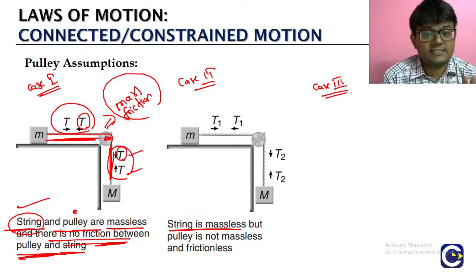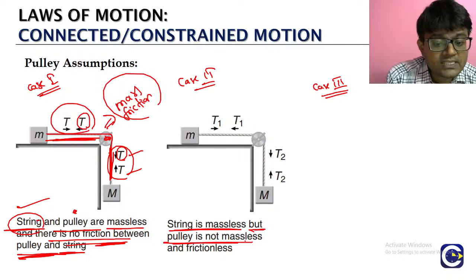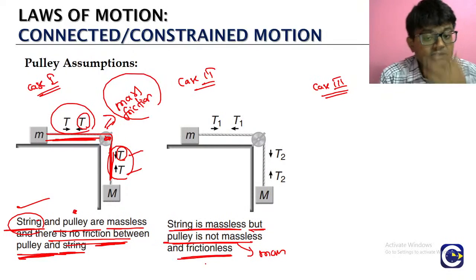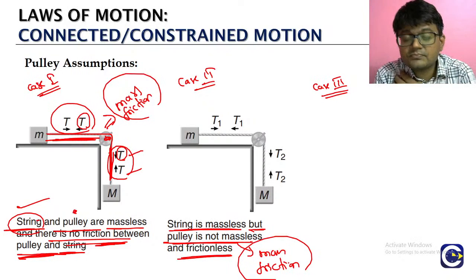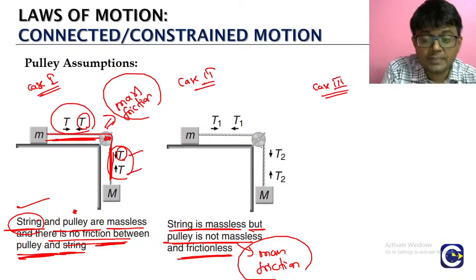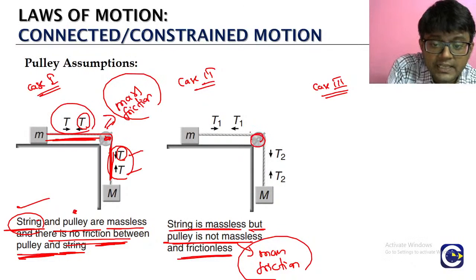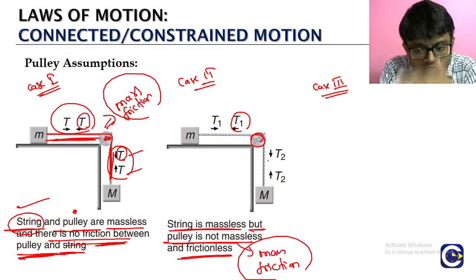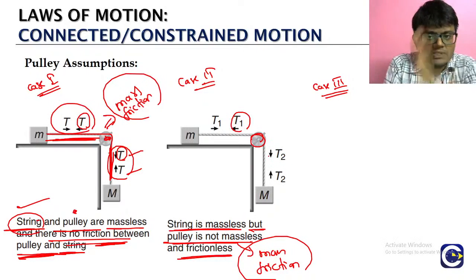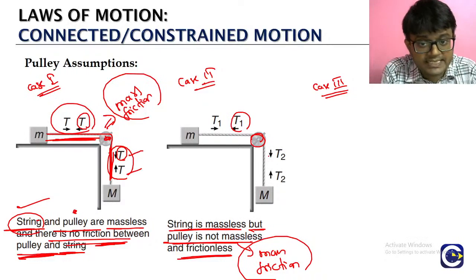String is massless, but the pulley is not massless, meaning the pulley has its own mass and there is friction. In that case, you know what is going to happen? Look at this carefully. This is the pulley. Tension on one side of the pulley will be different from tension on the other side.